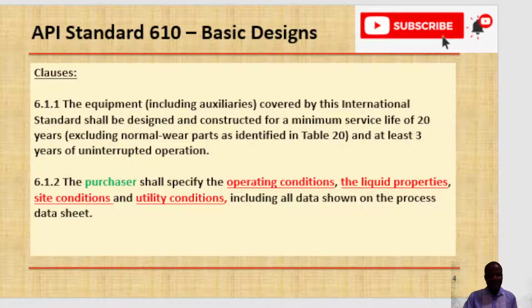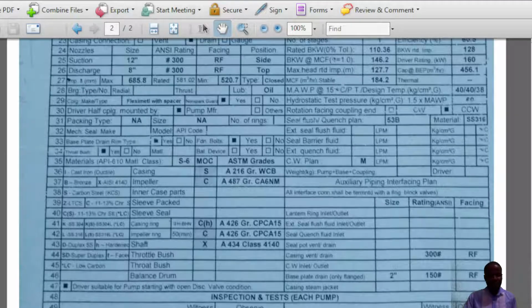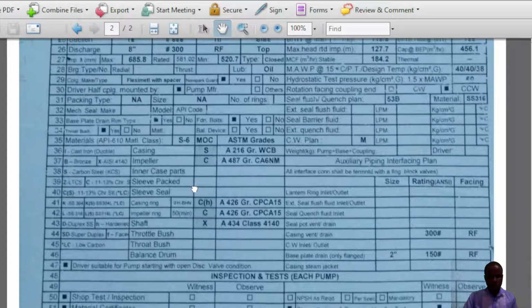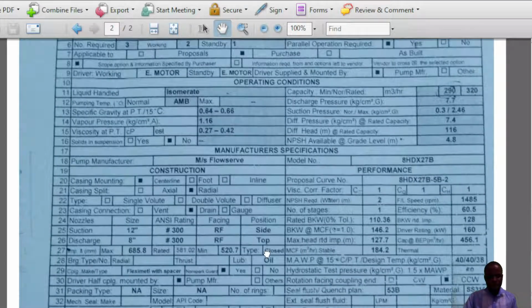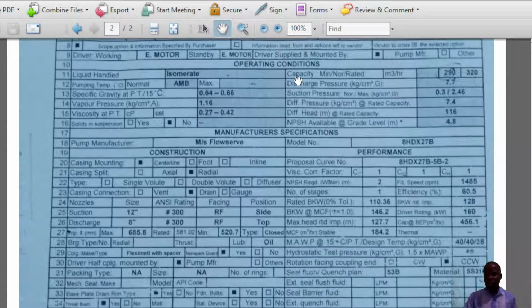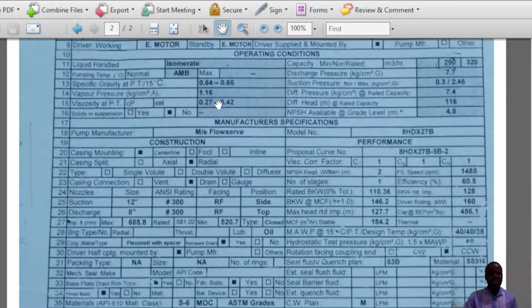In a typical mechanical data sheet, which I'm going to show you now, this is a typical mechanical data sheet which you have here. You are going to have the various operating conditions. Like you see in this case, under operating conditions, you have your liquid handled. The liquid handled is going to be specified, what type of liquid your pump will be handling. The pumping temperature is also going to be specified.